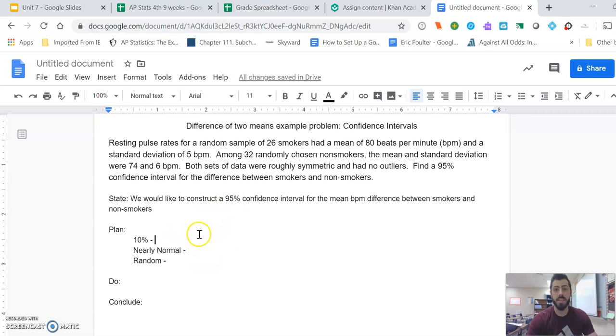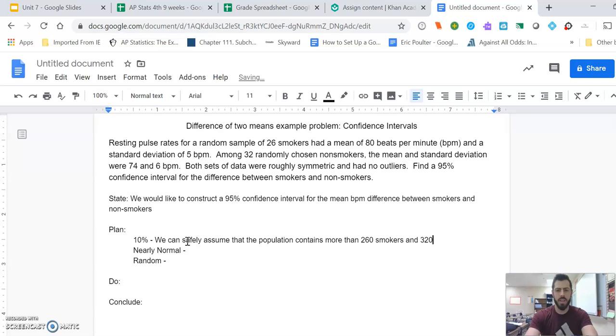So let's start off with the 10% condition. This one's easy. We can safely assume that there are more than 260 smokers and more than 320 smokers in any population, and since it wasn't really specific about a population, we can just assume it's talking about everybody. So we can assume that the population contains more than 260 smokers and 320 non-smokers.